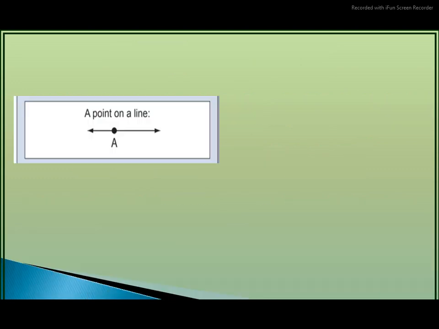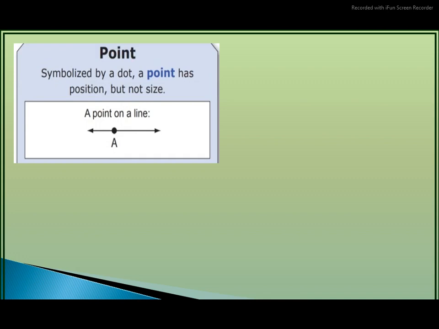So let's start with what is a point, the basics of geometry. So a point is symbolized by a dot. A point has position but not size. So here A is a point on a line.